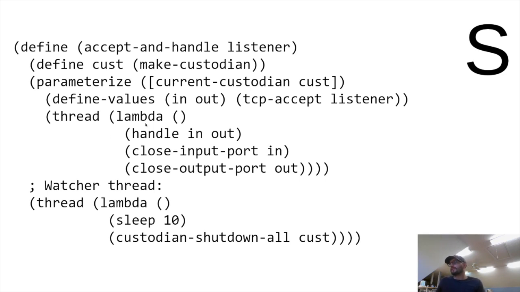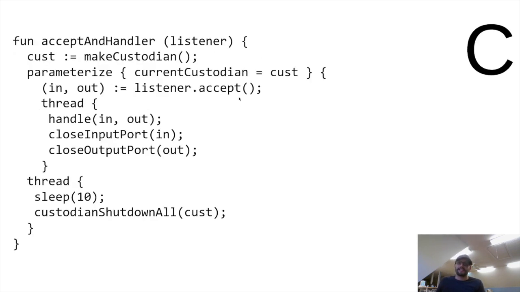Now, when we look at other languages, like C, for instance, here's a version of this program in something that's kind of like C. Maybe it's sort of like C and kind of like Go, I don't know, just kind of C-ish.